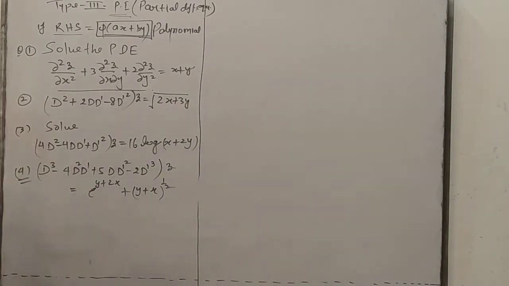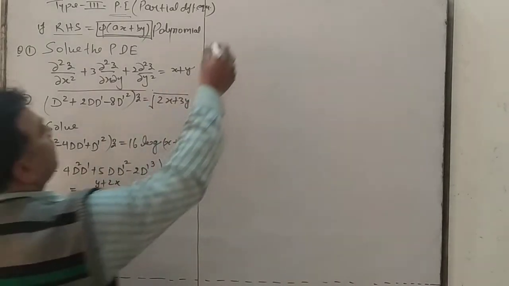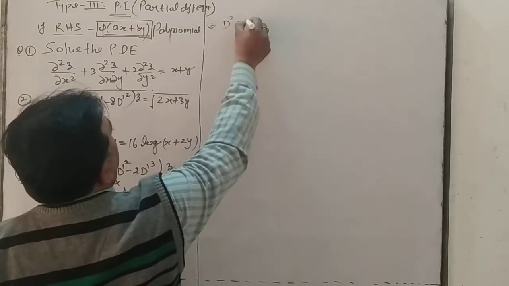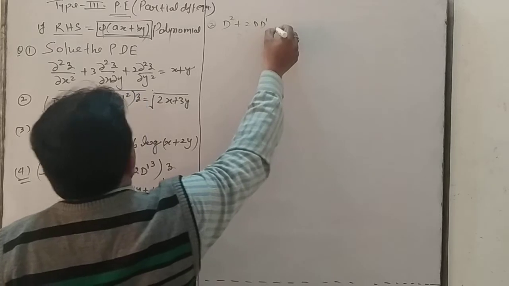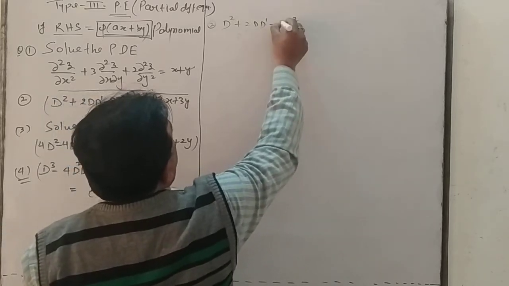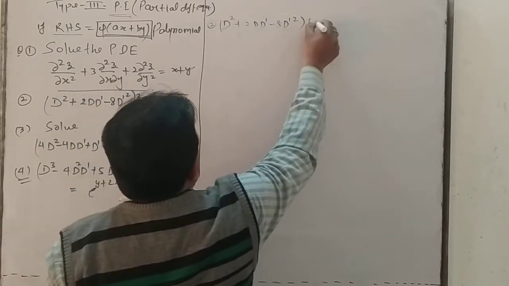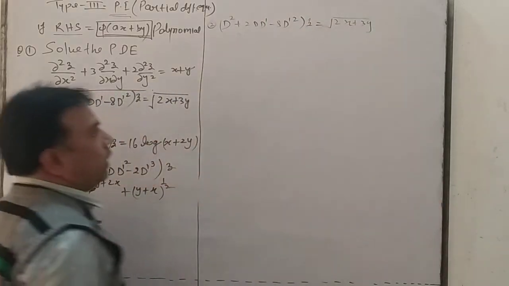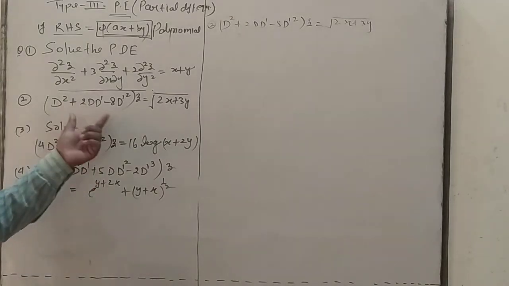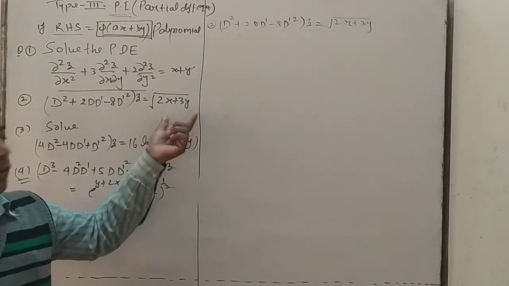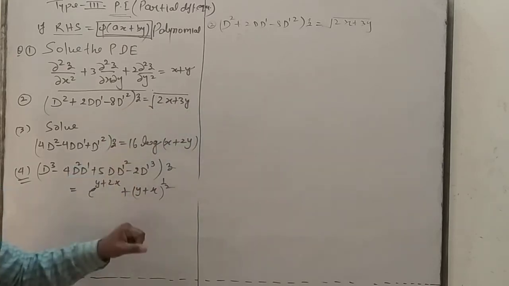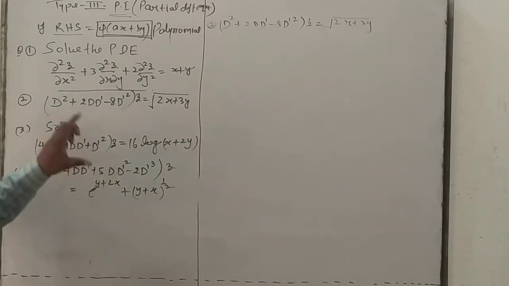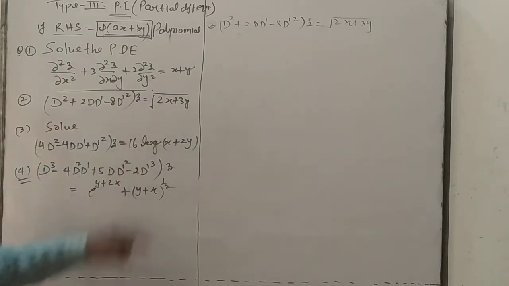And second question, you see that: D square plus 2D D dash minus 8D dash square Z equal to root of 2x plus 3y. This is the very important method of this form. Root of 2x plus 3y, or log x plus 2y, or root of y plus x. Most important of these types of the form.